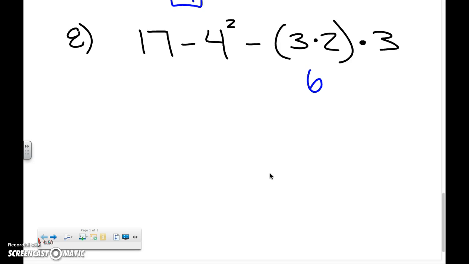So what do I still have to do? Multiply by 3. I also still have to do 17. I have to subtract 4 squared, and I'm subtracting 6, right? You see how I did that? Please do it that way. It's going to be so much better for you.